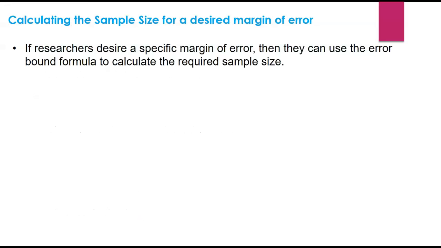Calculating the sample size for a desired margin of error. If researchers desired a specific margin of error, then they can use the error-bound formula to calculate the required sample size. If we rearrange that error-bound formula with a little bit of algebra, we will get n equals z sub alpha over 2 squared times p prime times q prime divided by the error bound for the population proportion squared.